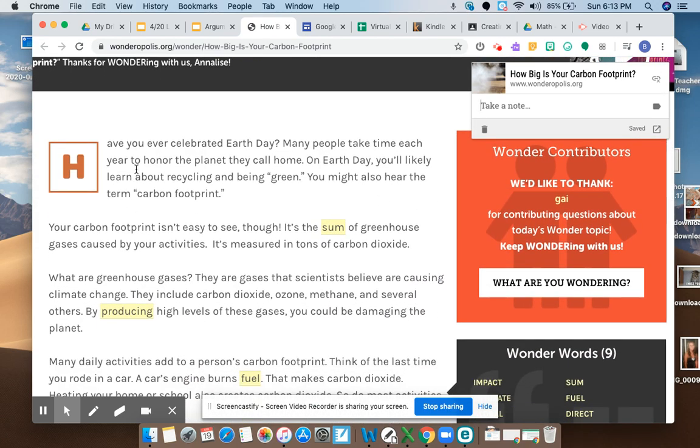So I'm just going to go through the first three paragraphs. I'm going to do a read of them first before I begin paraphrasing and taking notes.